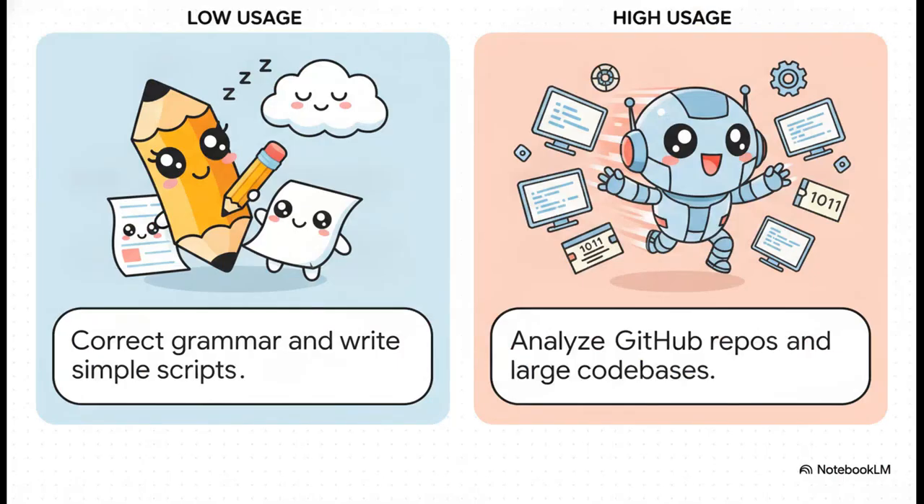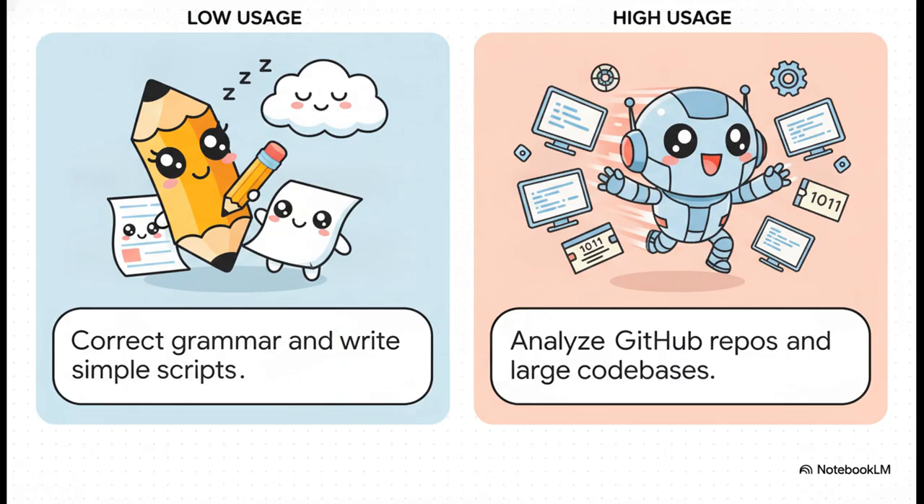So the crucial point here is understanding the vast, and I mean vast, difference between low and high usage tasks. Look at the low usage tasks over on the left: correcting grammar, whipping up an email, writing simple little scripts, or asking basic programming questions. Those consume relatively little computational power.